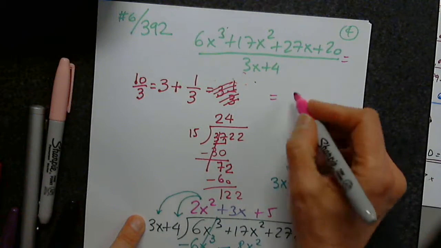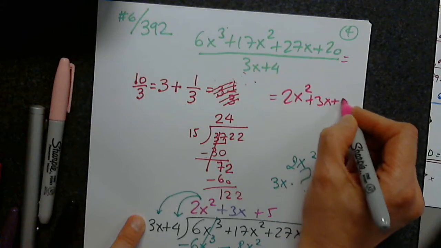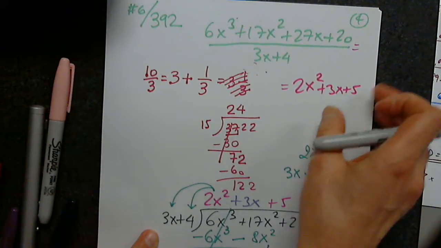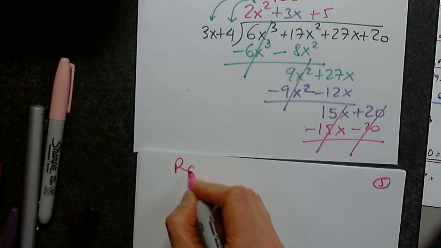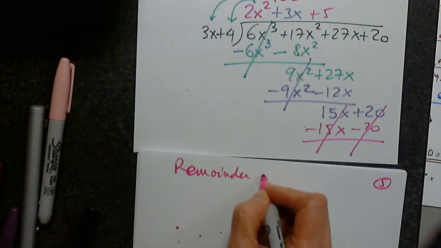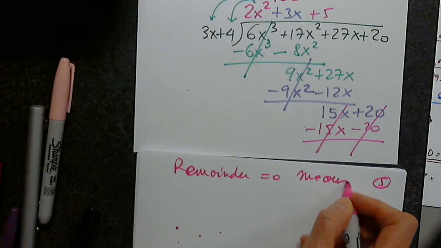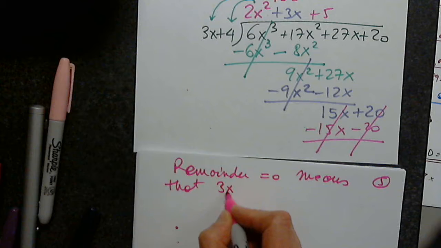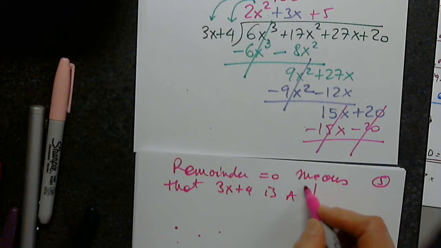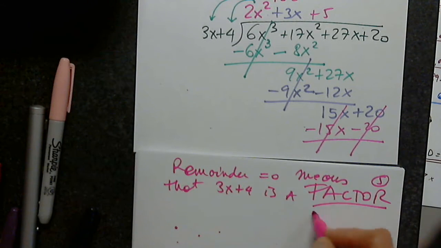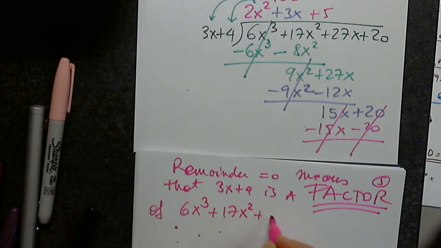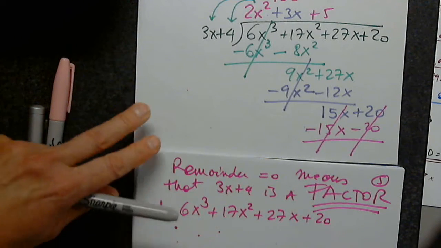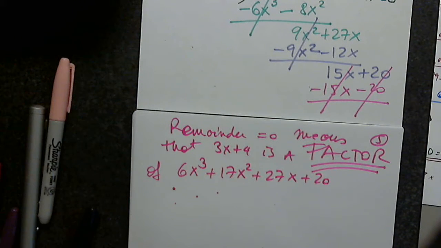The answer is 2x squared plus 3x plus 5. And I'm going to write no remainder. Remainder equals 0 means that 3x plus 4 is a factor of 6x cubed plus 17x squared plus 27x plus 20. Yes, it must be a factor. Very good. Any questions?